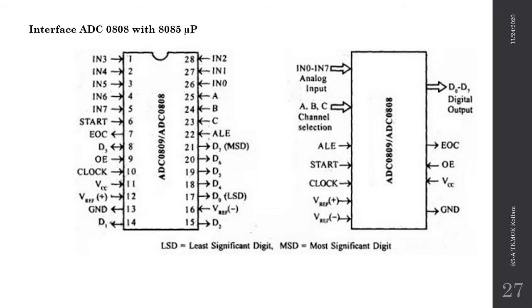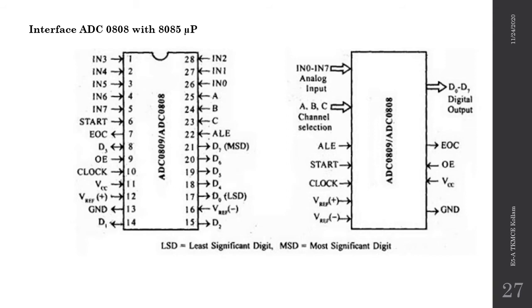As mentioned above, it contains 8 multiplexed input channels, IN0 to IN7. These are analog inputs. In order to select these channels, we need a channel selection address that is provided by the A, B and C pins. First of all, in order to operate this, we need to connect the analog signal to the required channel. Then it is required to provide the channel selection signal, or address, for the desired channel through these pins A, B and C.